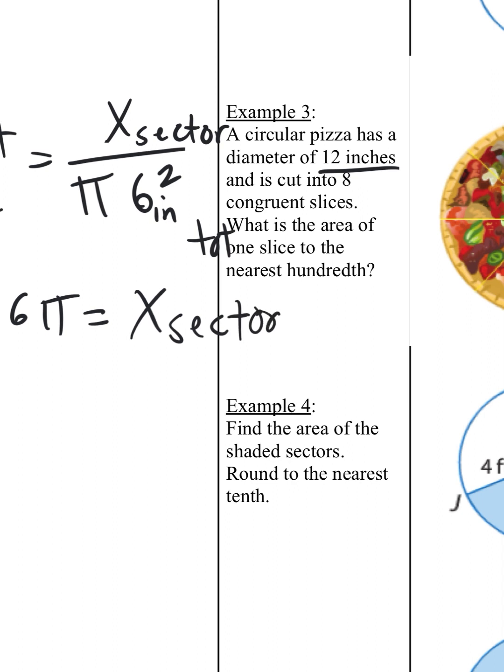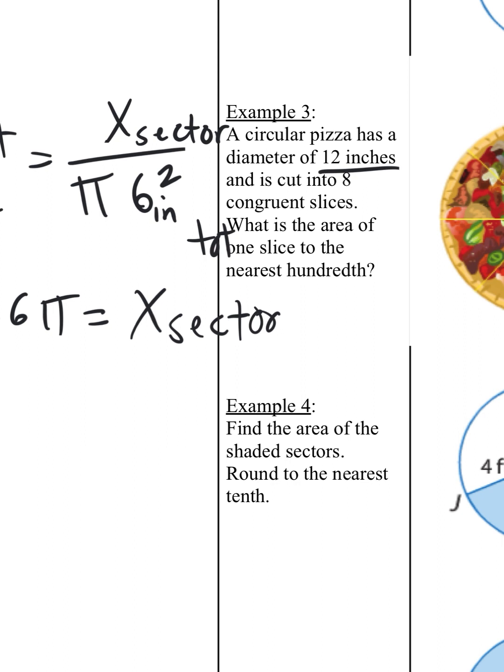I'm just multiplying both sides by pi times 6 squared, which is 36, right? So I'm multiplying 36 pi by both sides. That's canceling out, and I get 1/8 of 36 pi equals the sector's area.